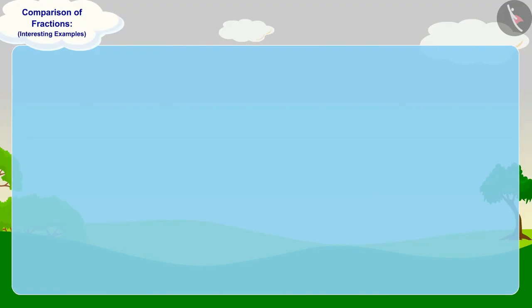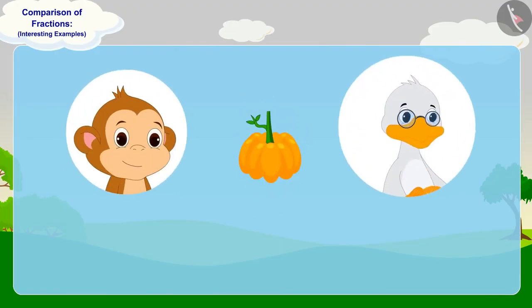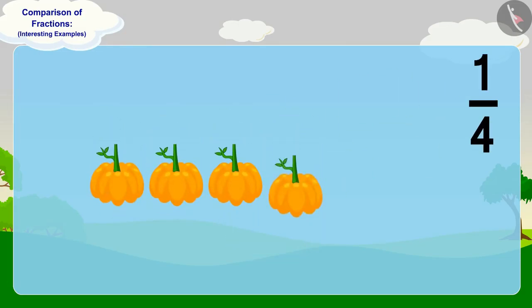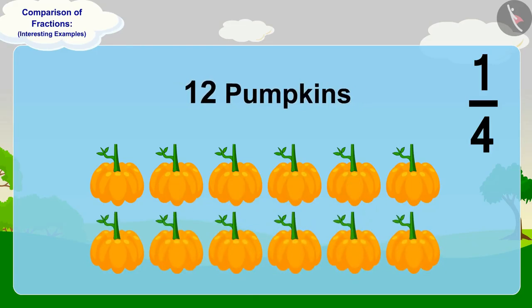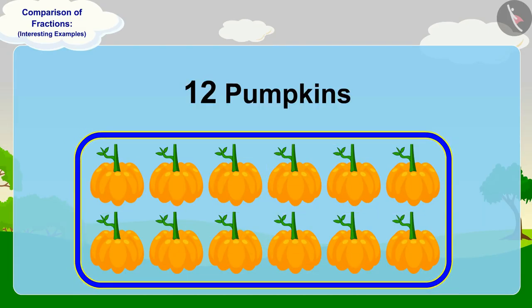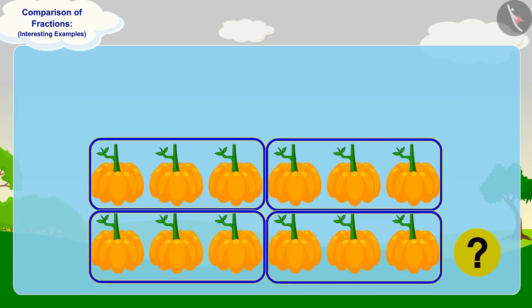Children, can you tell how many pumpkins Babban will give to uncle? In 1/4, we have to divide our whole into 4 equal parts. Here, we have a total of 12 pumpkins. So we have 12 pumpkins as our whole. We will divide them into 4 equal parts. If we make 4 equal parts of 12 pumpkins, then how many pumpkins will be there in each part? Exactly 3 pumpkins.